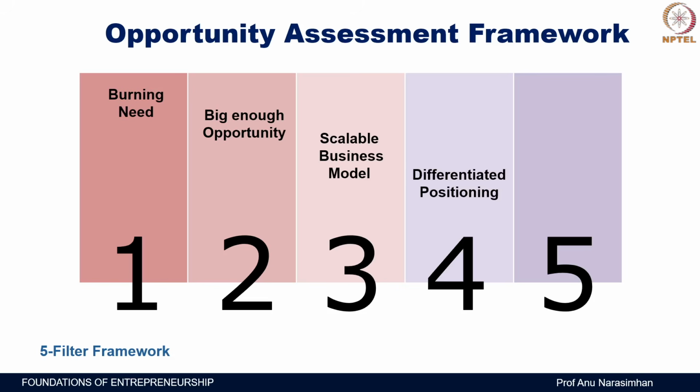The fourth is differentiated. Are you doing the same thing that somebody else is doing, or are you doing something different, or are you doing something differently? Both are fine. The end product can be different or the process can be different. Both are acceptable as innovation. So, is the innovation differentiated is the fourth filter in the 5 filter framework, and as you apply many of these, you will realize that these answers come to you by themselves.